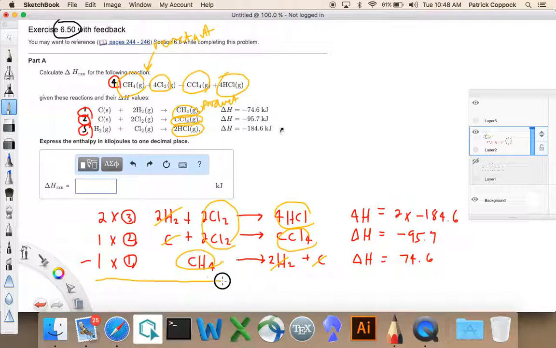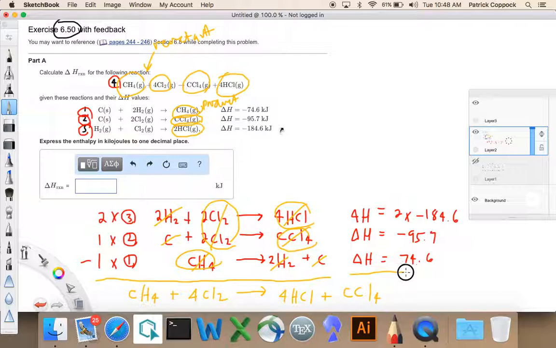I'm going to do it in yellow now. Hope this is not too many colors. The sum is CH4, I just took care of that now, plus 4 chlorine gas, take care of that now, produces, because everything's crossed off here, you see that? 4 HCl, took care of that, plus carbon tetrachloride, took care of that. Everything's crossed off now, we're golden.